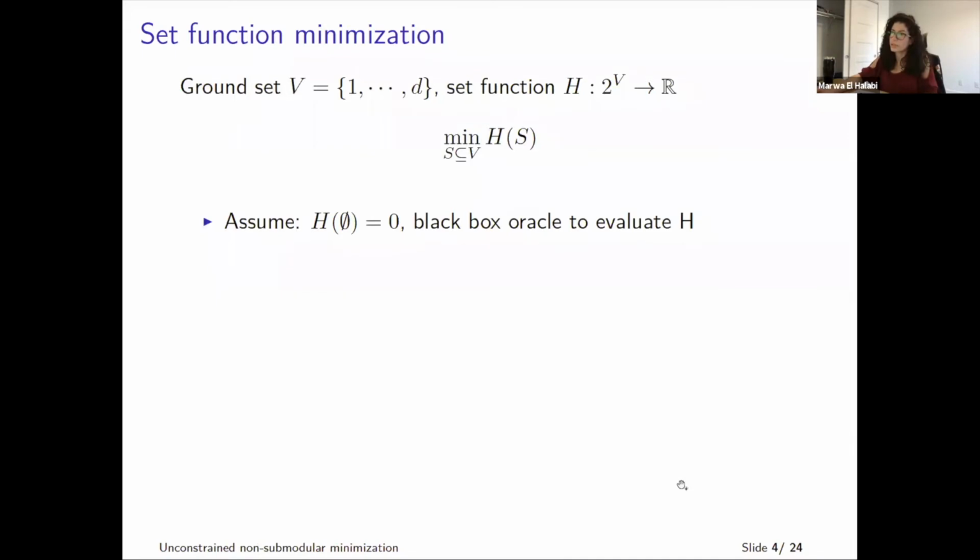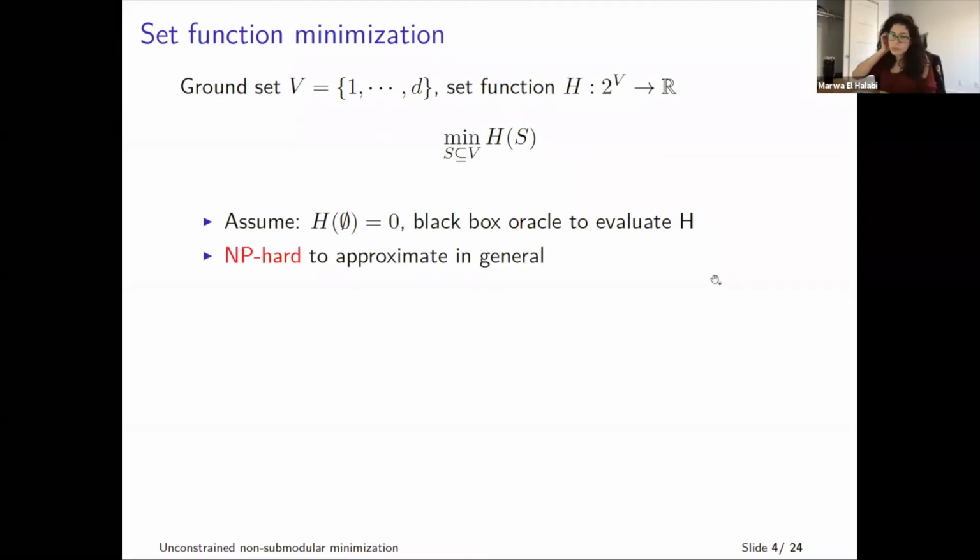Just to formalize things a bit, this is the setup that we have. We have some ground set V of items 1 to D, and we have our set function H. We want to minimize H of S for any set S that is a subset of V. Typically, we assume that H of the empty set is 0 without loss of generality, since we can just subtract H of the empty set if it's not 0. We only assume that we have access to this function via a black box oracle that we can query at any input set S and will return the value of H at S. So we don't necessarily have the closed form solution of H.